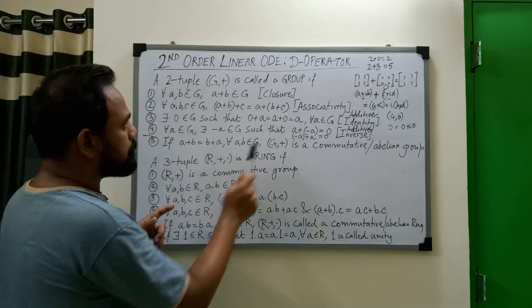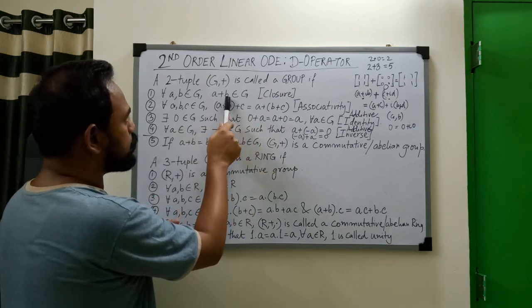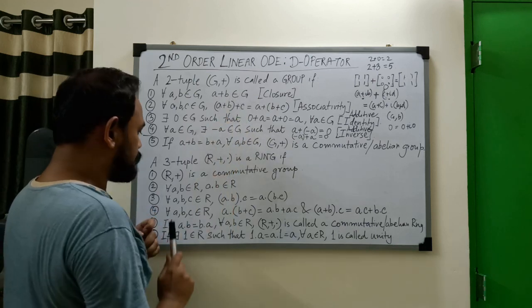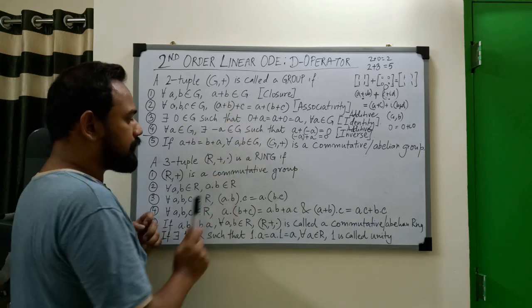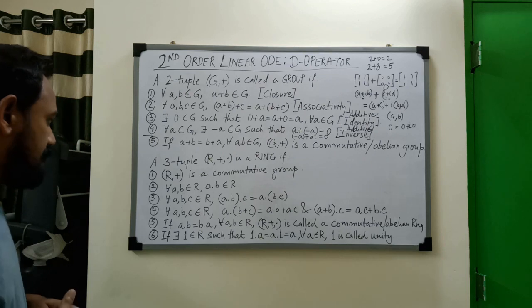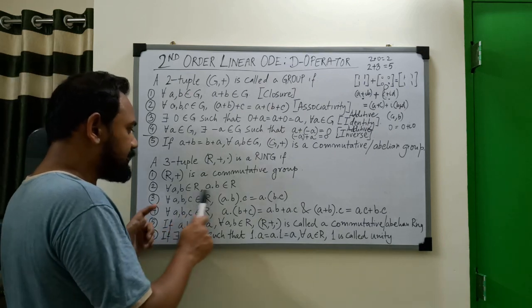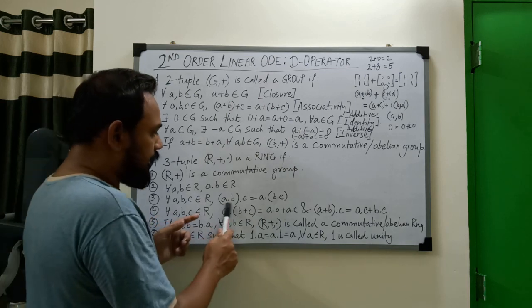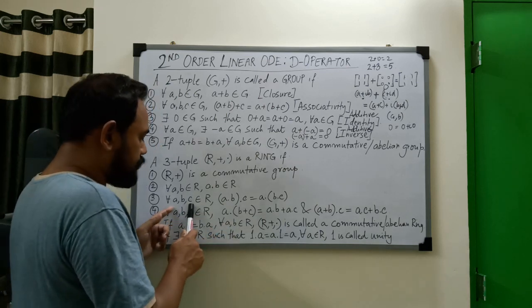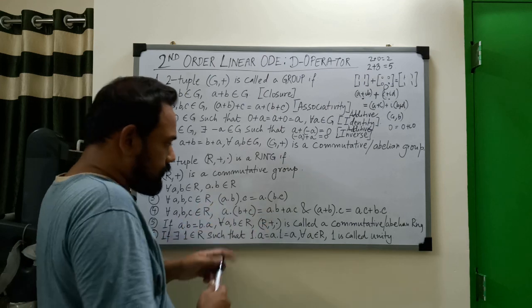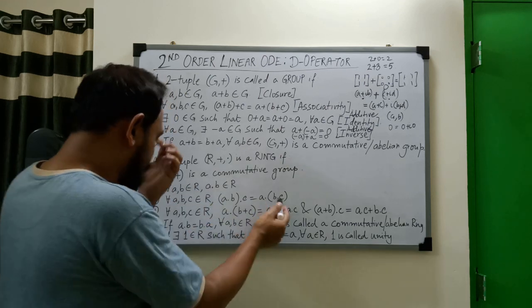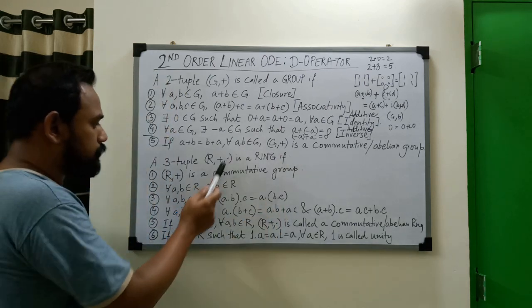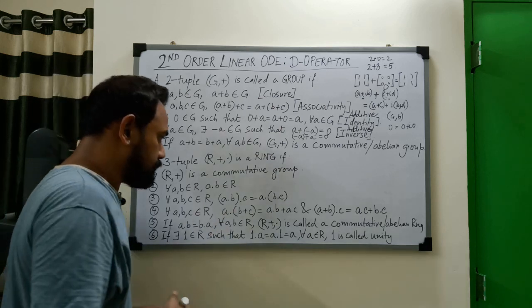Just like I had added two elements and got an element of G, I would multiply the two elements and I would get an element of R. If that happens for all A, B, then I say that the multiplication is closed. Similarly, if I multiplied three elements of R in any order and still the answers were the same, then the multiplication would be associative.